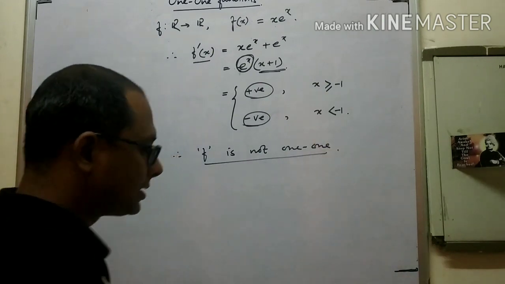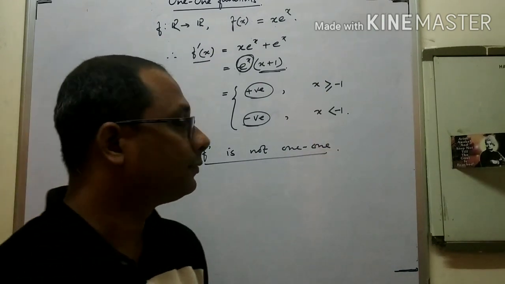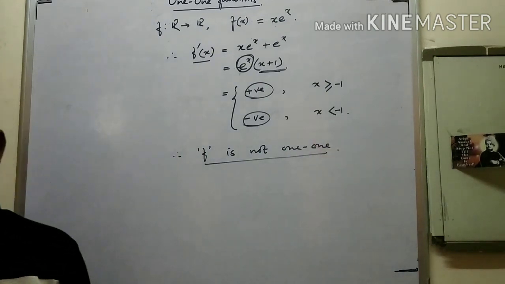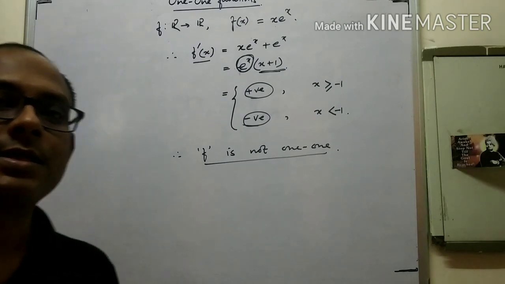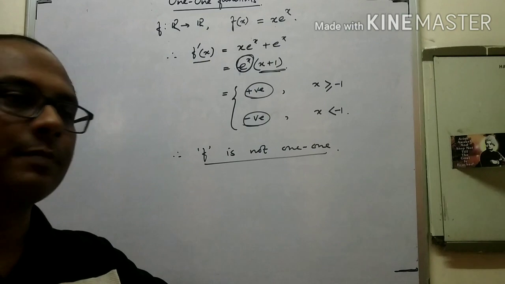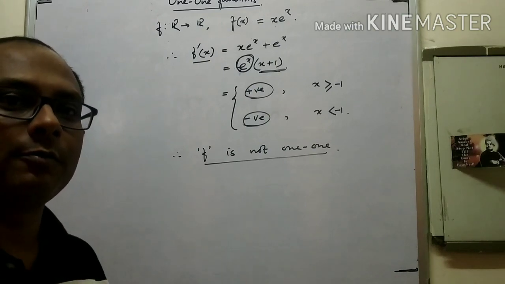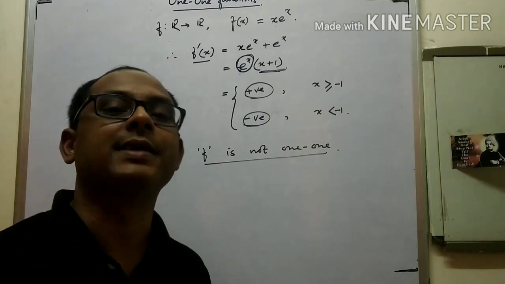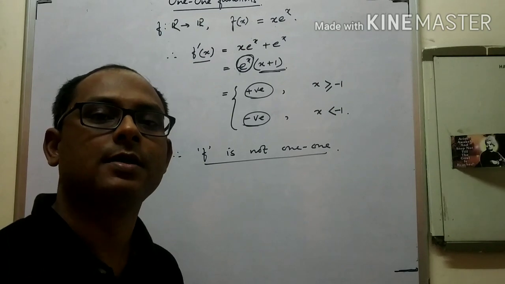Okay, so this is the way to solve for 1-1 functions. I hope you have understood. We'll take some more questions when we go on to onto functions. The coming class will be on onto functions. Then we'll club 1-1 and onto, and we'll discuss the bijective function, that is, invertible functions.